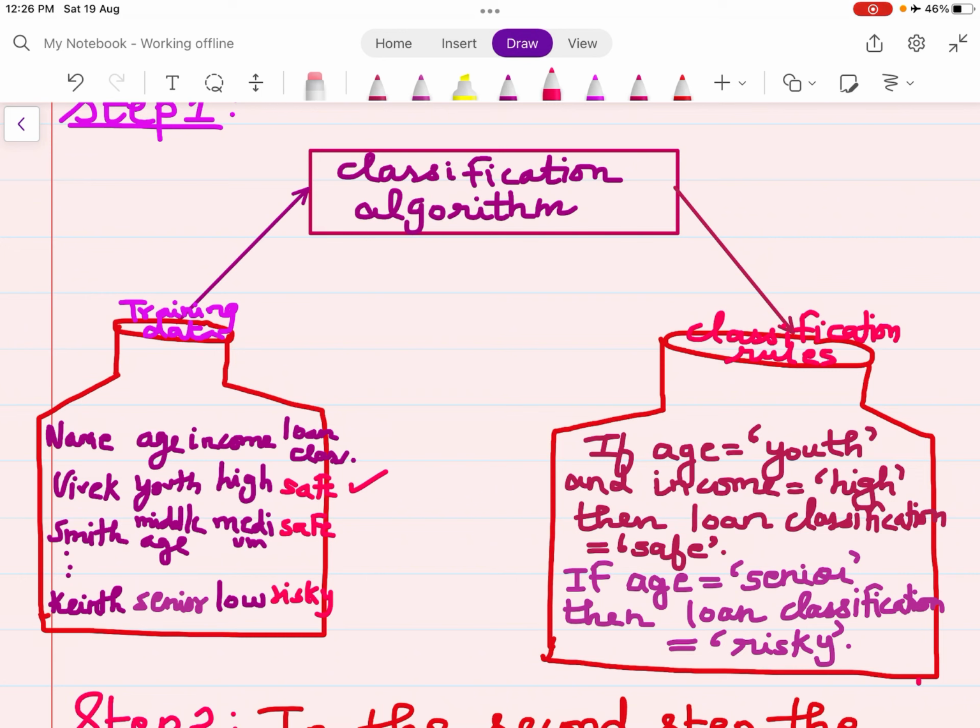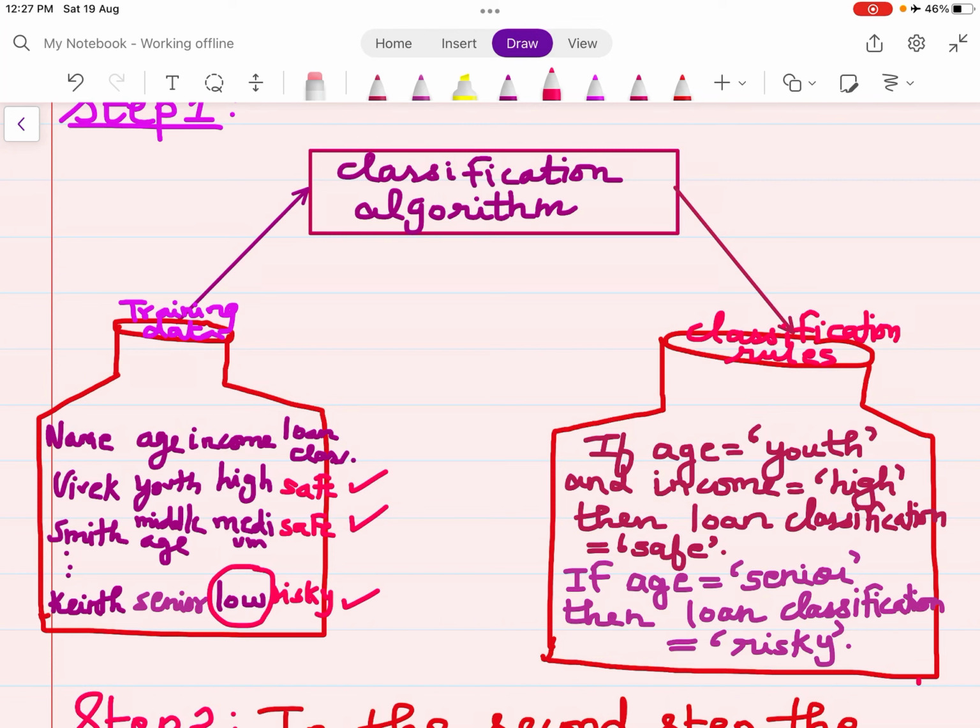Smith, middle age, medium income, no problem. Some amount can be given. So again he is also safe. Kenneth, senior, low income. So he is senior also. Plus the most important thing, his income is low. If the income is low, he is a risky person. You cannot give that person the loan.